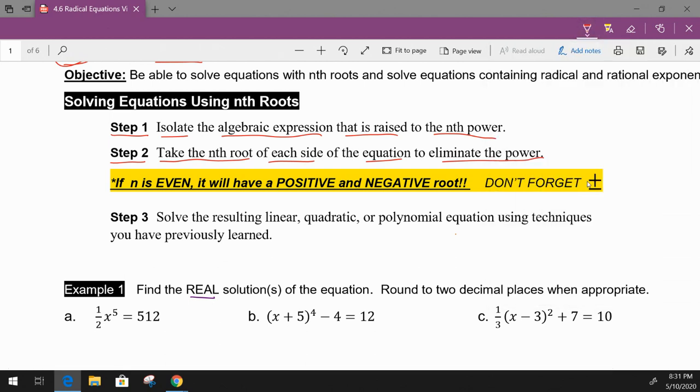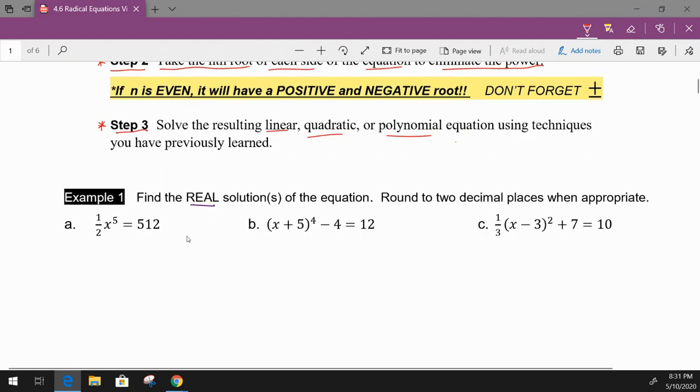Going back to my pen here. So then step 3. So step 1, 2, 3, and we'll go through these steps when we're solving these problems. Solve the resulting linear, quadratic, or polynomial equation using techniques that we've previously learned.